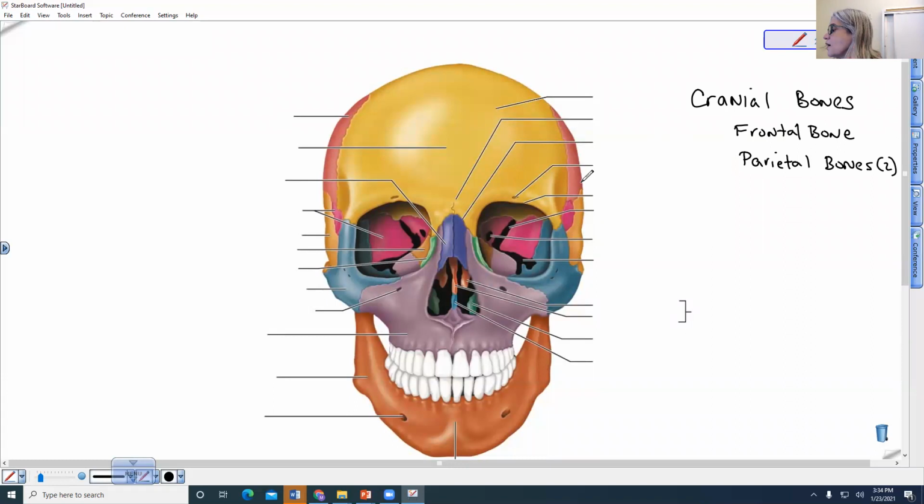And then we also, if we turned this skull to the back, we would see that the back of the skull is the occipital bone, and there is just one of those. And then on the sides, think about when you're rubbing your temples, those would be the temporal bones.